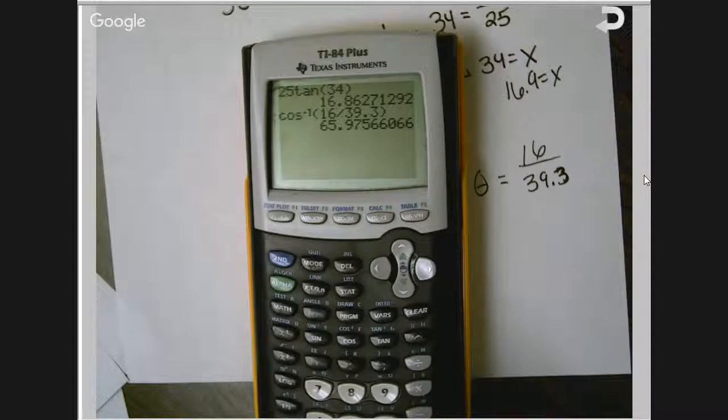Are we good with Pythagorean theorem? A squared plus b squared equals c squared. It is your friend. Don't forget it. Because I have to say it a billion trillion times in my life.